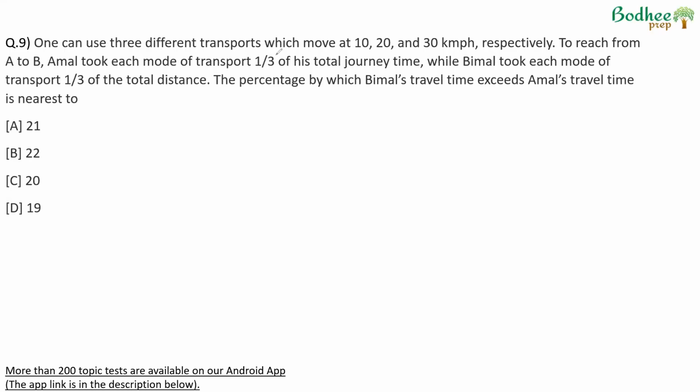One can use 3 different transports which move at 10, 20, and 30 kilometers per hour respectively to reach from A to B. Amal took each mode of transport for 1/3 of his total journey time, while Bimal took each mode of transport for 1/3 of his total distance. By what percentage does Bimal's travel time exceed Amal's travel time? Okay.